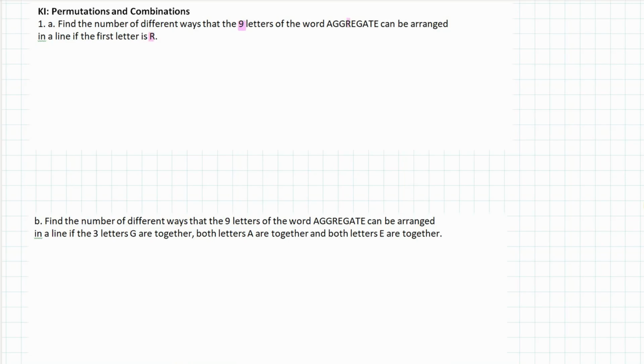Okay, so if the first letter is R, that means we've got R, and then we've got 1, 2, 3, 4, 5, 6, 7, 8 letters to rearrange. But you should notice that we've got 3 G's that are the same, and then we've got 2 E's, and we've also got 2 A's. So we've got some repeated letters there. So what we're going to do is the number of ways that we can rearrange those is 8 factorial. But because we've got 3 G's, we're going to have to divide it by 3 factorial.